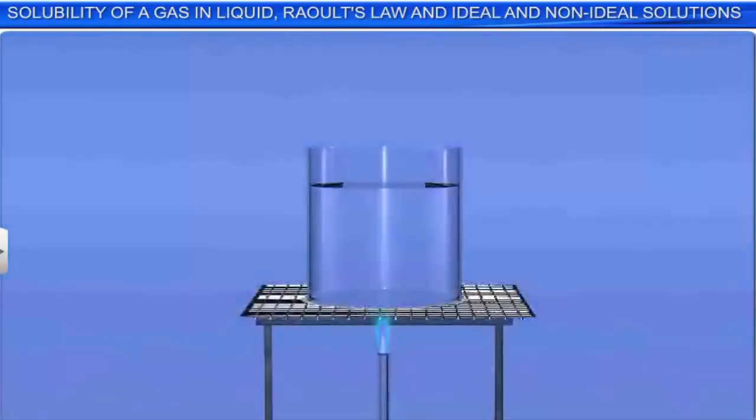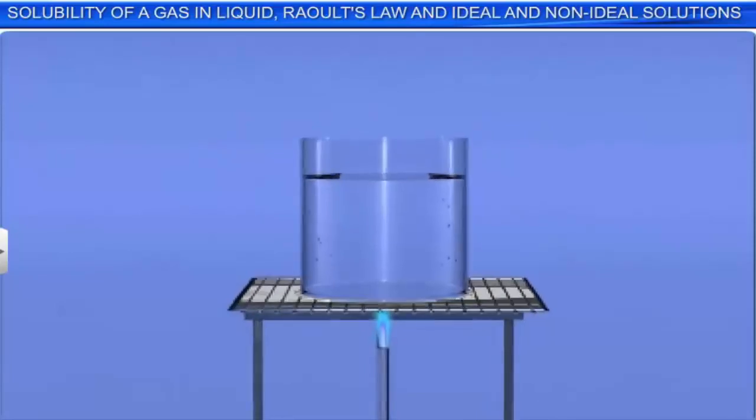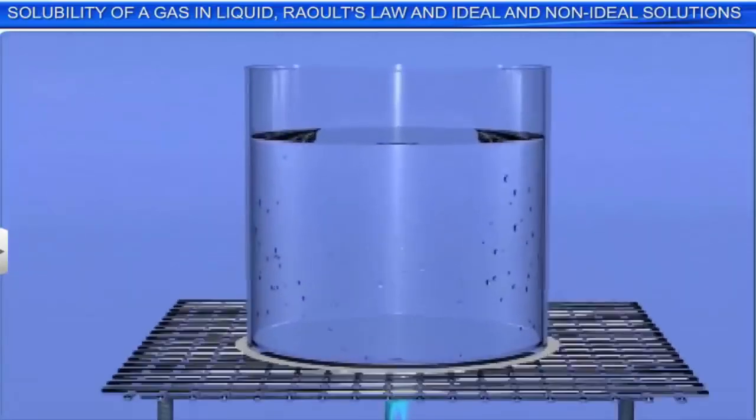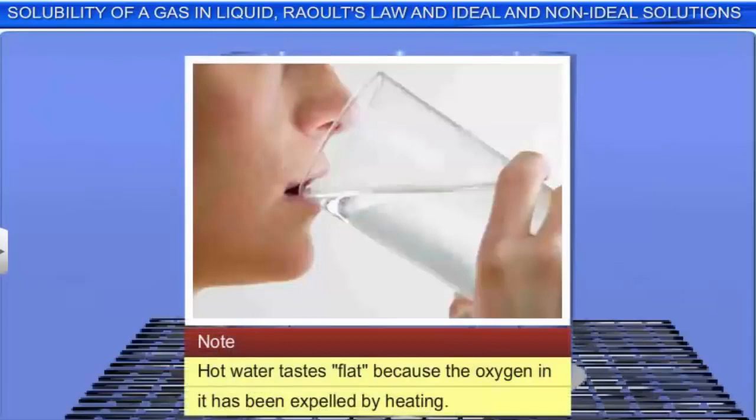It is seen that when water is heated, bubbles of gas appear on the sides of the container well below its boiling point. These are bubbles of air, which are evolved when water, which is air saturated at lower temperatures, is heated. It is interesting to note that hot water tastes flat because the oxygen in it has been expelled by heating.